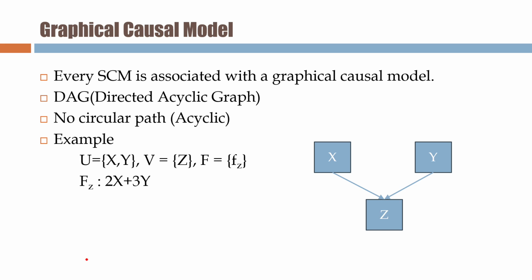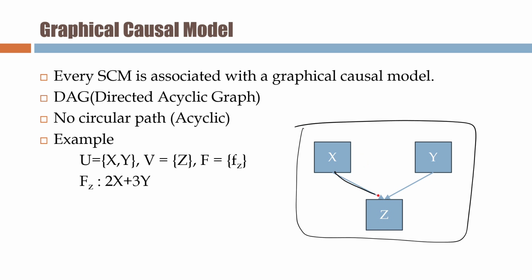Every SCM is associated with a graphical causal model. The graphical causal model is this one, and as you can see, there is a direction. There is always an arrow. So the diagram has a direction, right? This is not going backward. Okay, this has a direction.